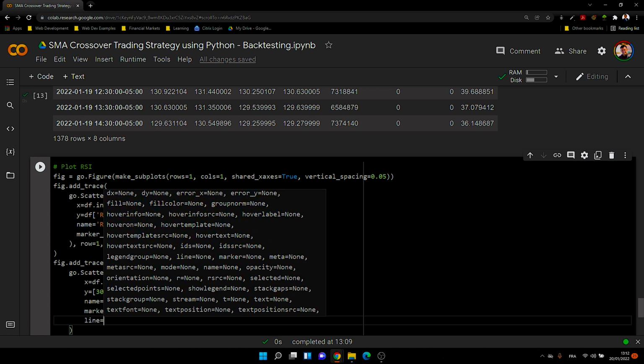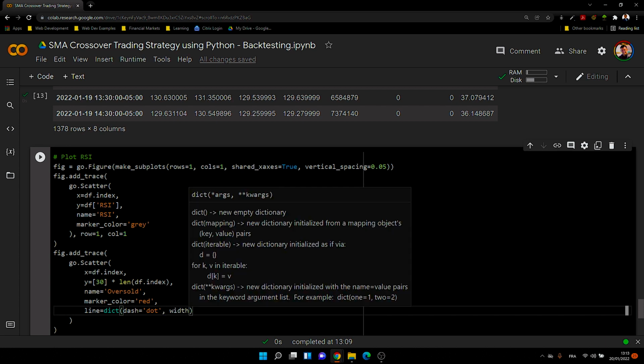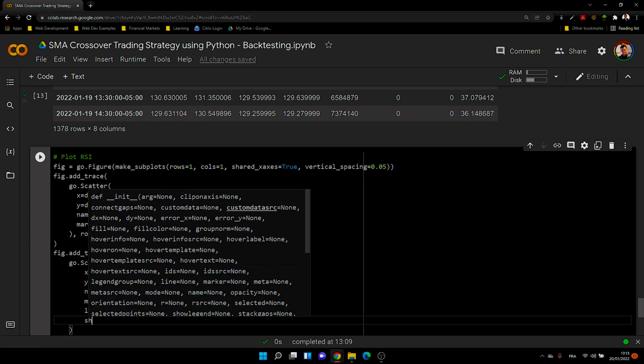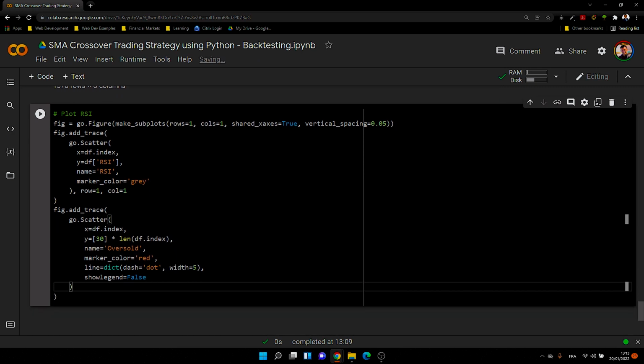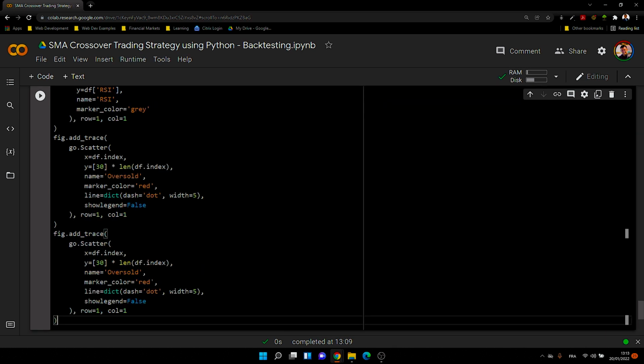We'll also have to give it what type of line we want. So here we will want line to be equal to a dictionary. We'll pass in a dash, and dash will be equal to dot, so a dotted line with a width of 5. And we'll say that we don't want to see this in the legend, so we'll say show_legend equals False. We'll also assign this to our row 1 and column 1, so it all shows up inside the same plotted frame.